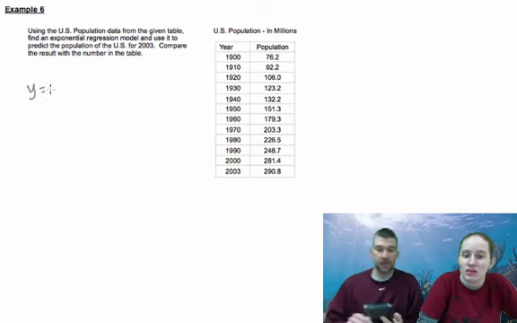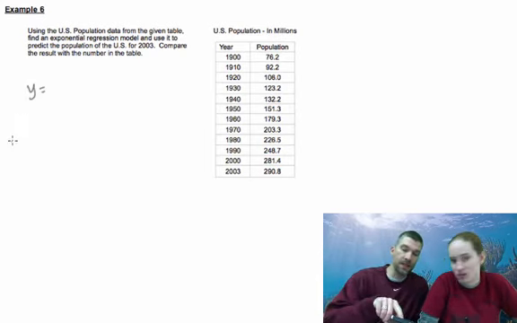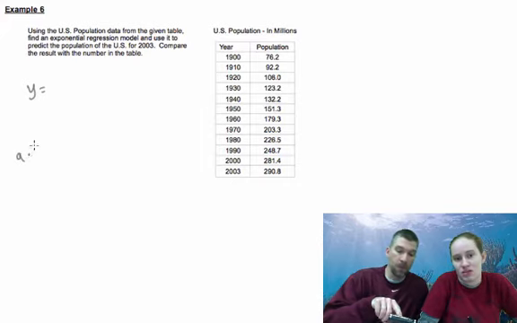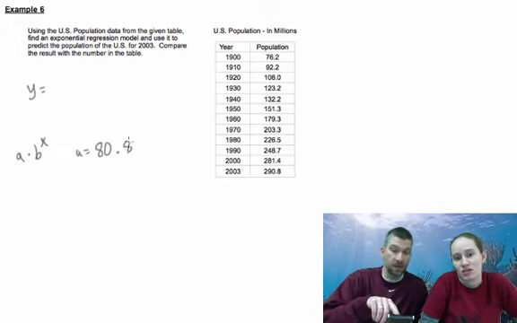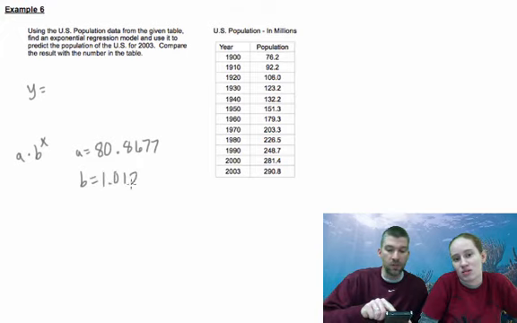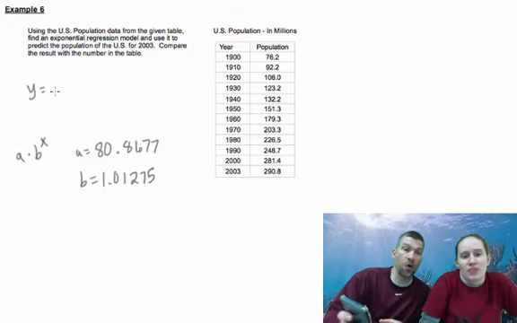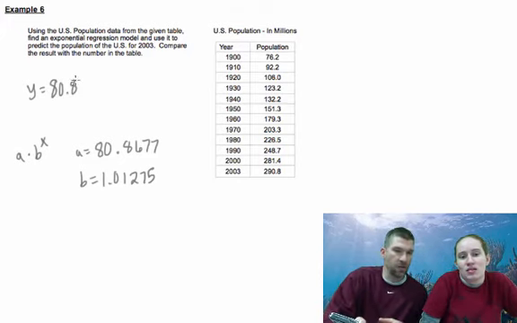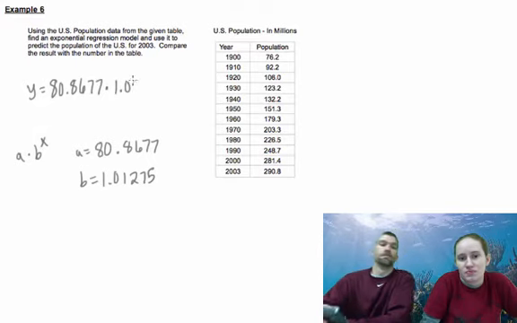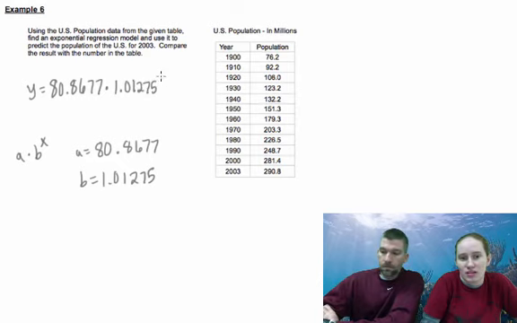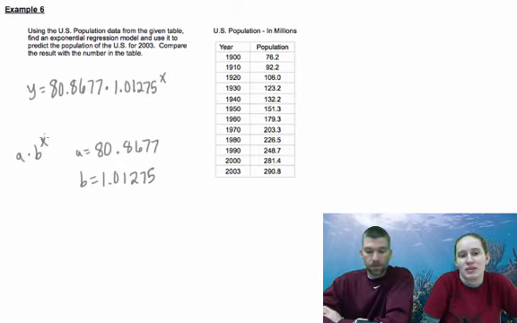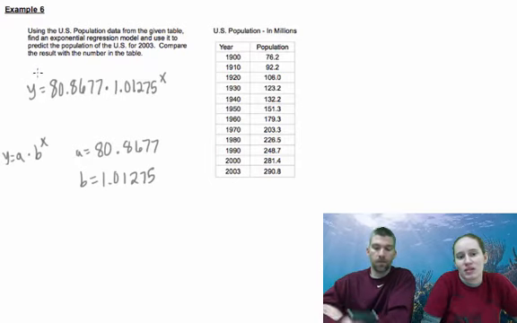Okay, here's what it's going to say. It's going to say something along the lines of a times b to the x. And then it's going to tell you that a is 80.8677. B is 1.01275. And then it's going to give you some other values down here. There's an r squared value. That's really important because it tells you how good of a fit it is. The closer r squared is to 1, the better the fit. That's a statistics sort of thing. So if we actually plug A and B into our model here, we get this model.